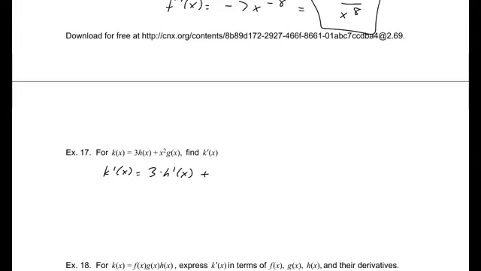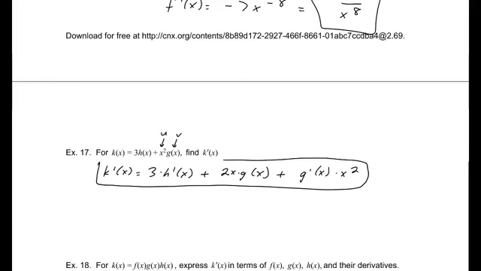Now for the second component, I'm going to have to use my product rule. My product rule would say the derivative of the first, so here's my u and v. So I'd take the derivative of the first, that's 2x times g of x plus v prime u, so g prime of x times x squared. And that would be k prime of x. So if you don't know what the functions are, we can still arbitrarily write them as derivatives, g primes and h primes.